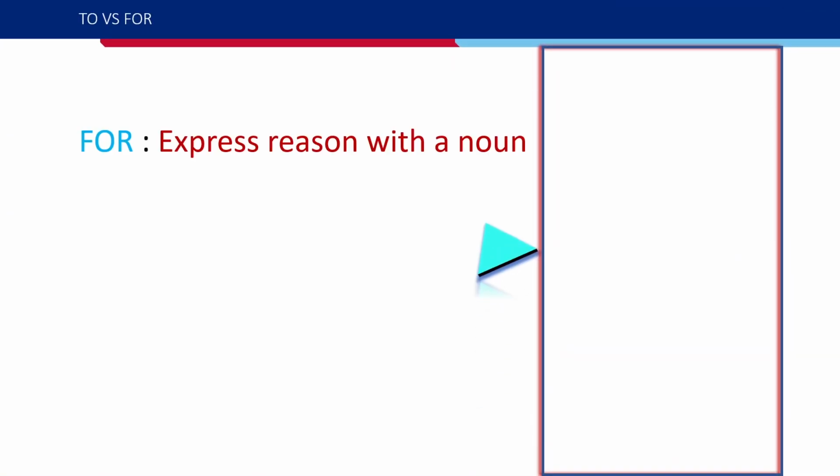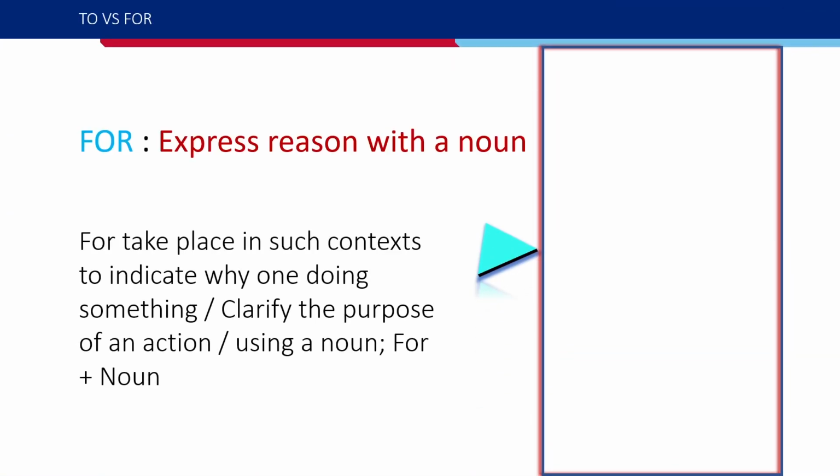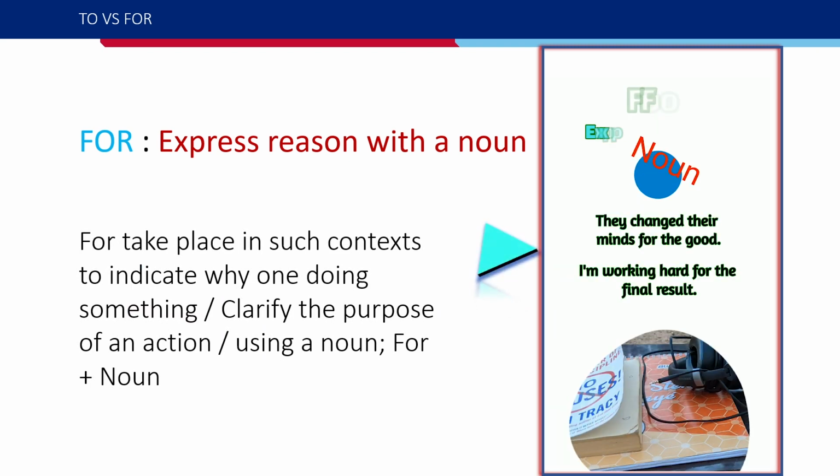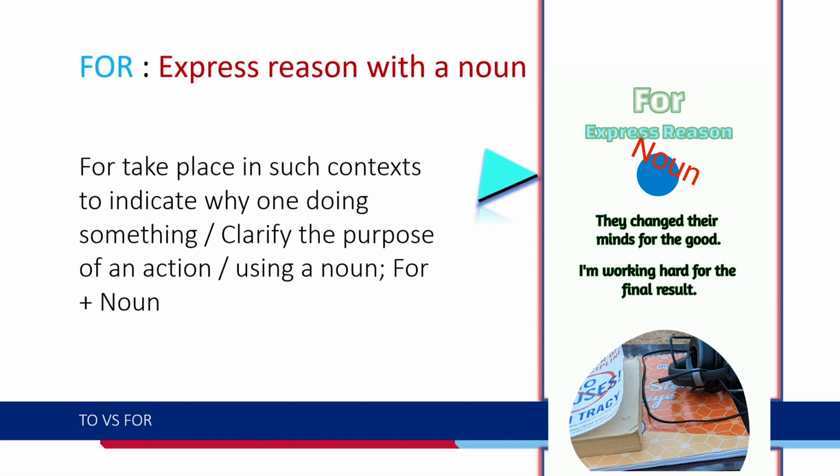We use "for" when we express a reason, and this comes with a noun. For example, they changed their minds for the good, or I'm working hard for the final result. Clarify the purpose of an action using a noun. "For" plus a noun. Make sure this is going with a noun, okay?